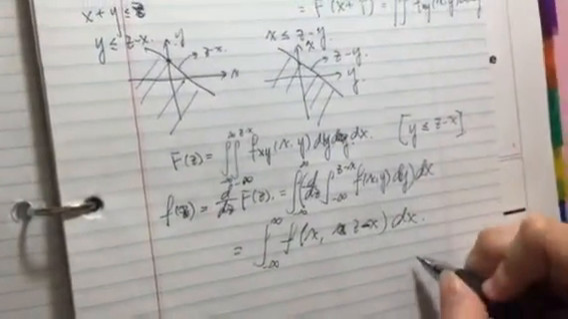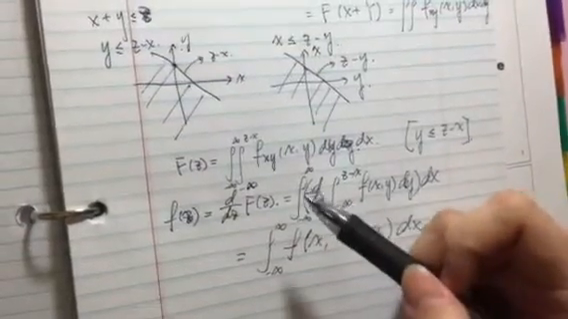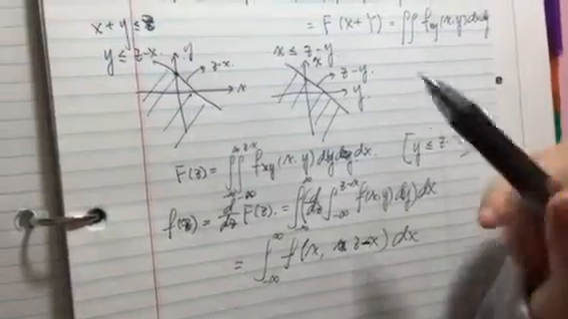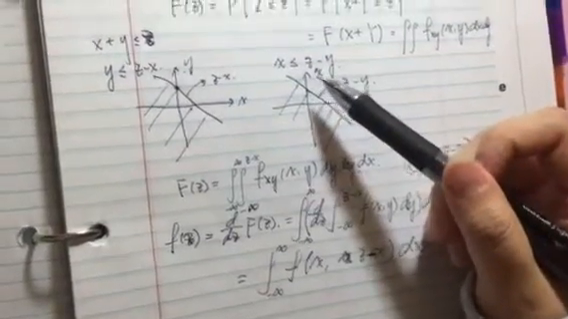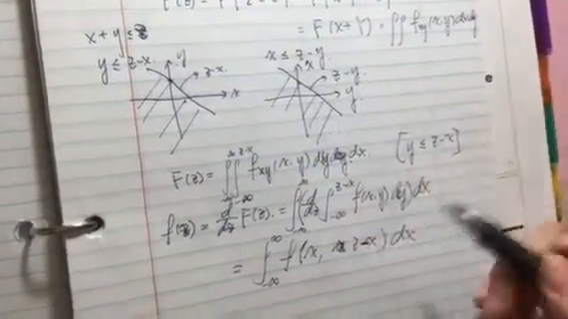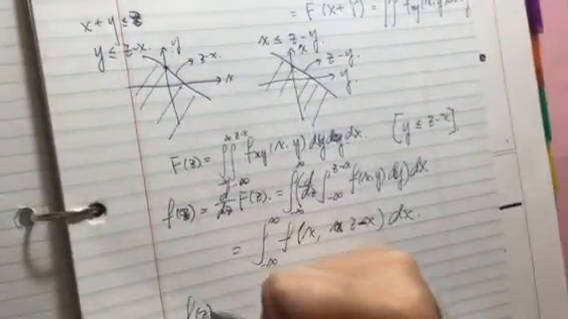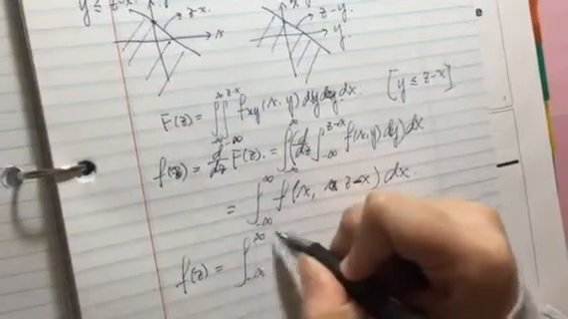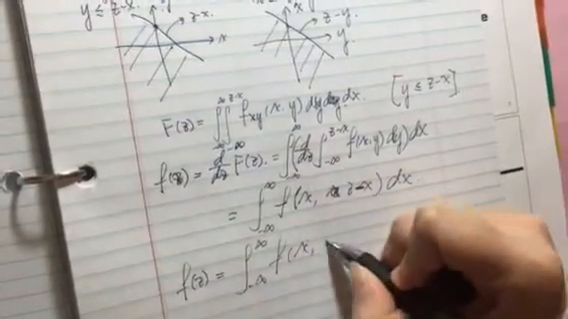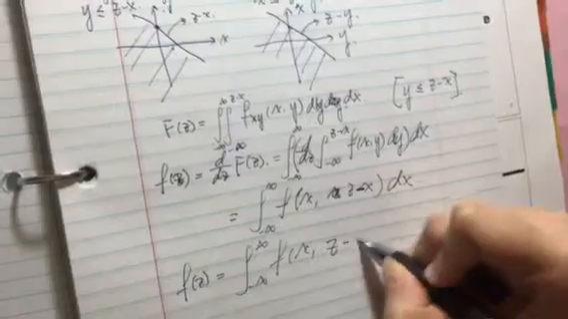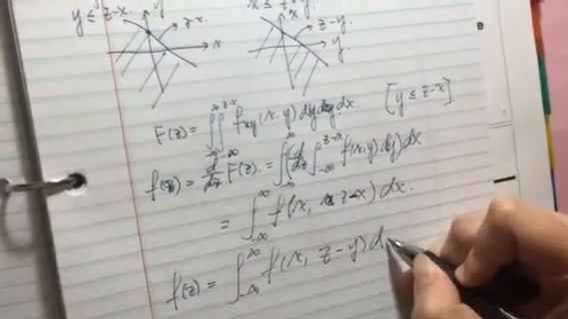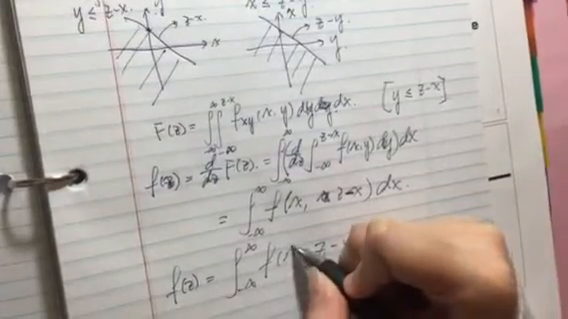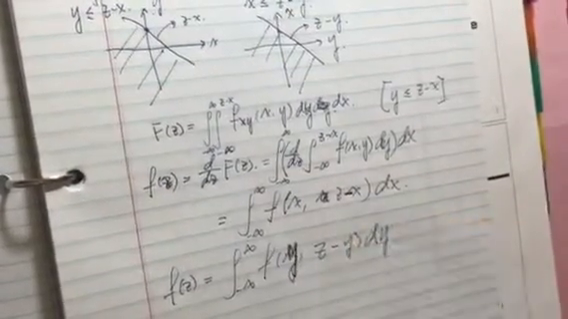What if we do the same for x less than or equal to z minus y? We have f of z is equal to the integral from negative infinity to infinity of f of x, z minus y, dy. I'm sorry, here's y.